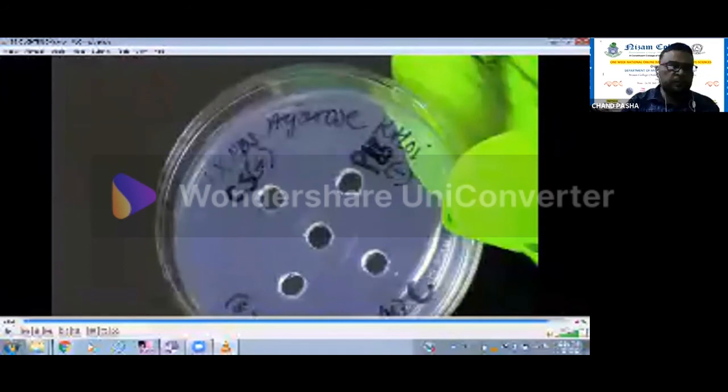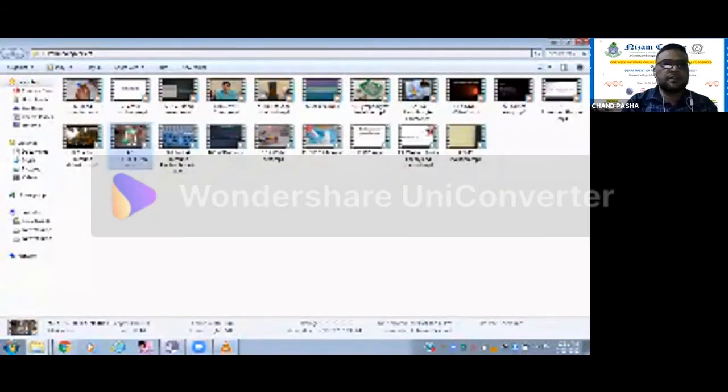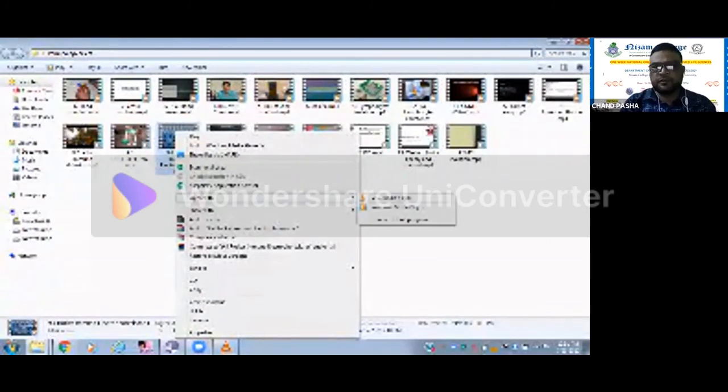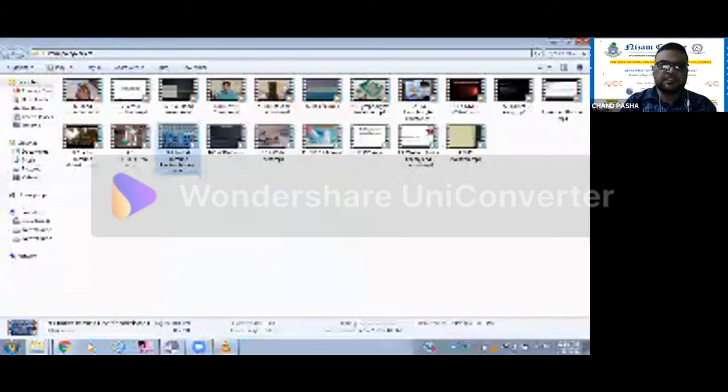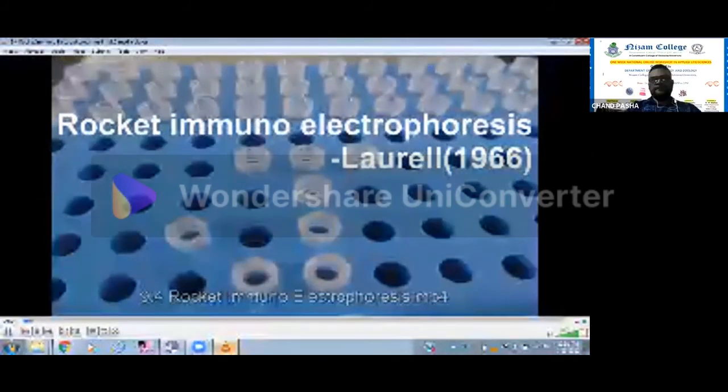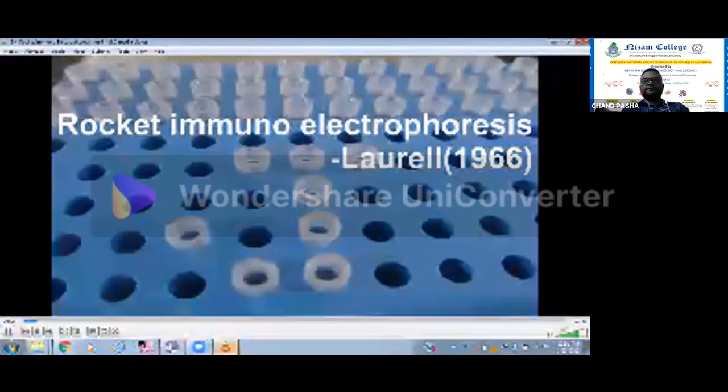Now we'll go for one more method, that is rocket immunoelectrophoresis. Here the simple electrophoresis is combined with immunodiffusion. Immunodiffusion as well as electrophoresis. Rocket immunoelectrophoresis. This technique was discovered by Laurell in 1966.